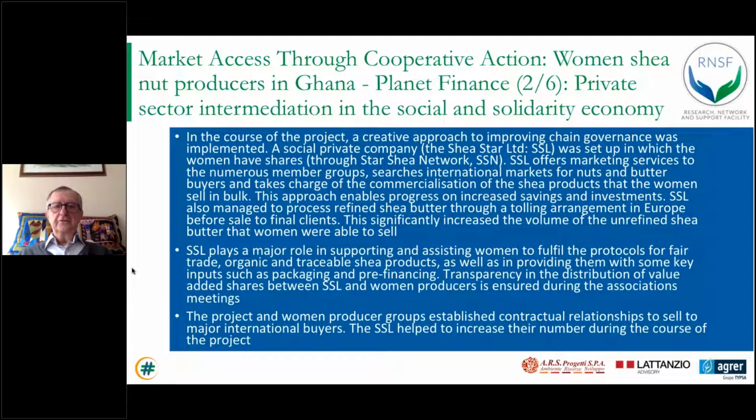SSL plays a major role in supporting and assisting the women to fulfill the protocols for fair trade, as well as in providing them with some key inputs such as packaging and pre-financing. The project and women producer groups established contractual relationships to sell to the major international buyers. The SSL helped to increase their number during the course of the project.